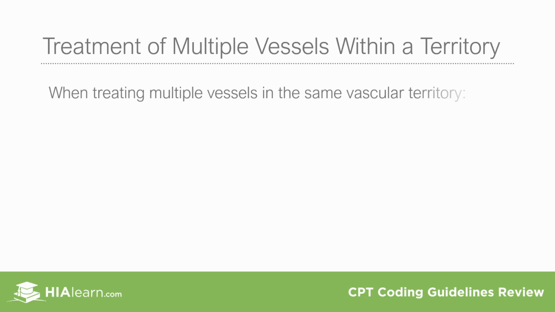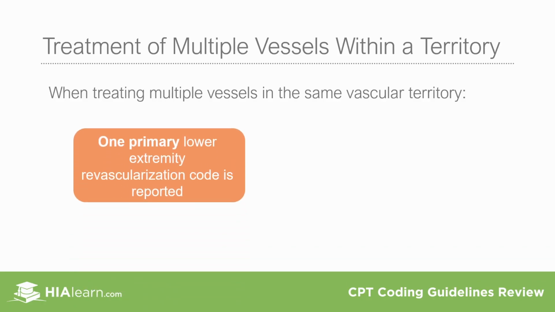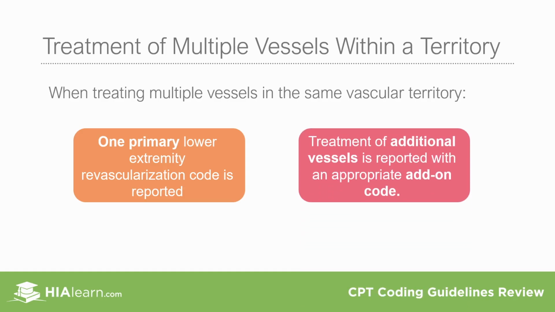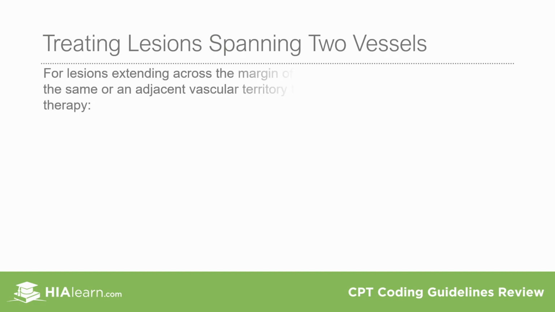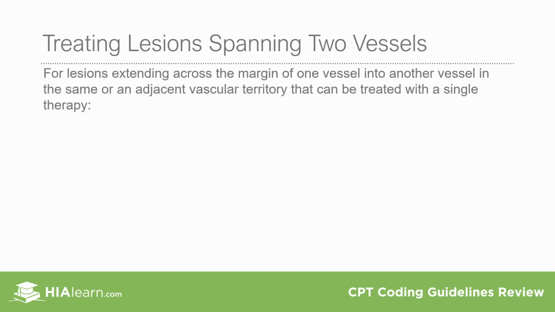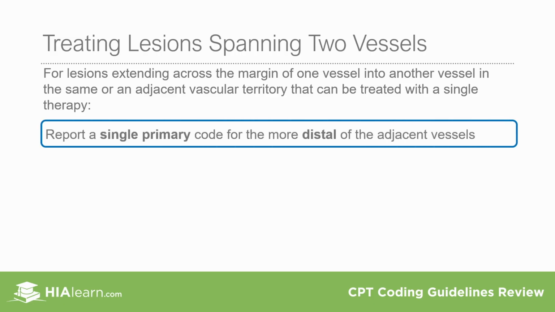When treating multiple vessels within a territory, one primary lower extremity revascularization code is reported. Treatment of additional vessels is reported with the appropriate add-on code. For lesions extending across the margin of one vessel into another vessel in the same or an adjacent vascular territory that can be treated with a single therapy, report a single primary code for the more distal of the adjacent vessels. Do not code for treatment of the additional vessel and/or vascular territory.